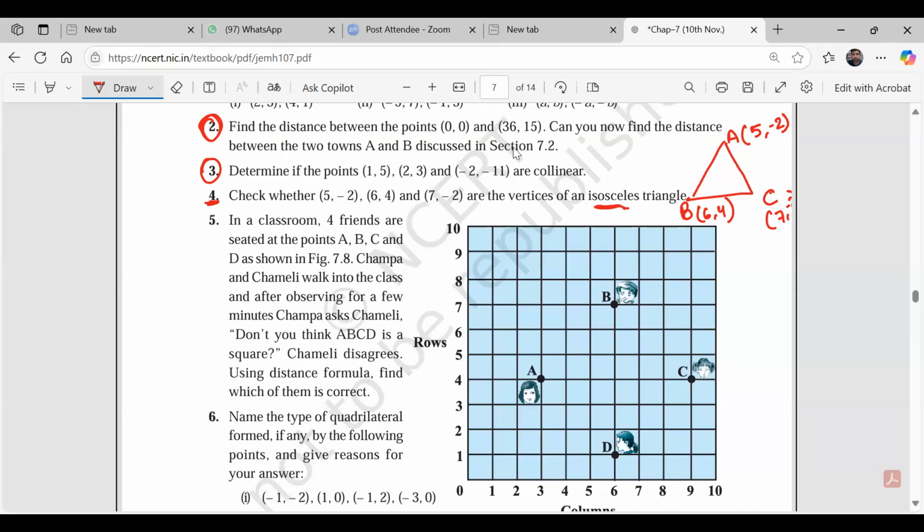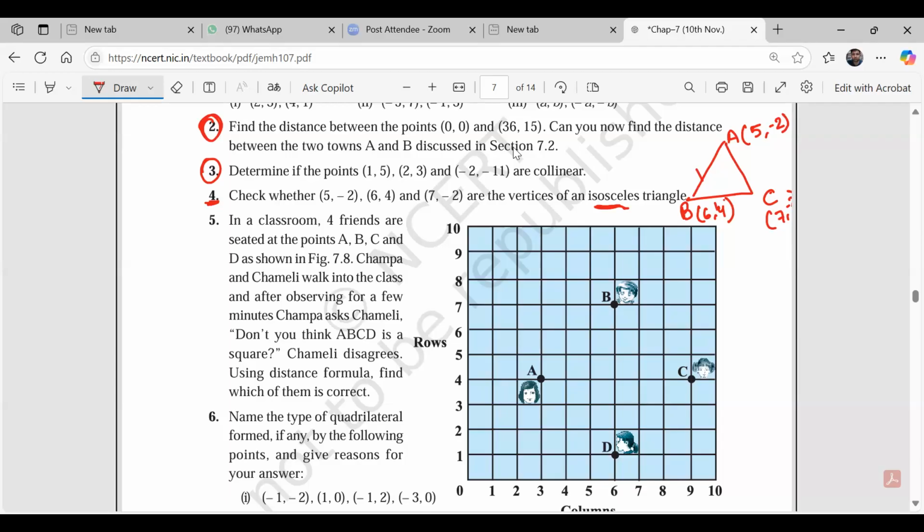So how will you check an isosceles triangle? The moment we read isosceles triangle, we recall that an isosceles triangle means a triangle where two sides' lengths must be the same. Yes or no? Either AB and AC will be same, or BC and AC will be same, or AC and AB will be same. Any two sides, either these two will be same, or these two will be same, or the other two will be same. Yes or no? Yes, ma'am.